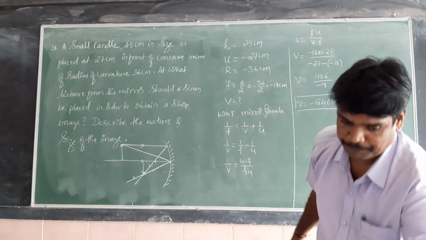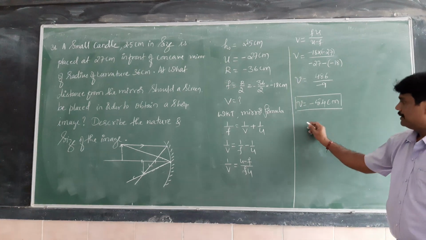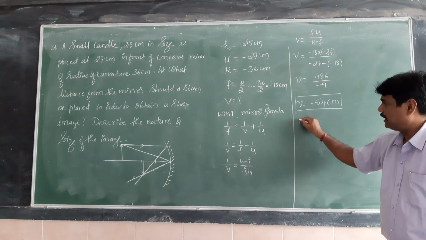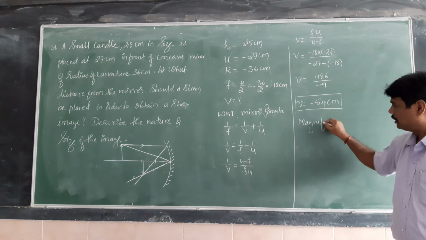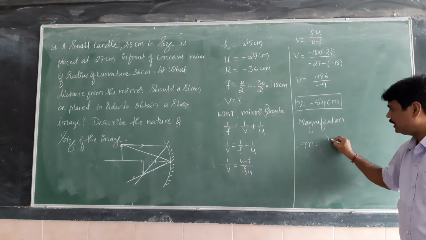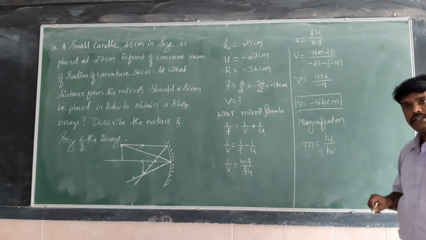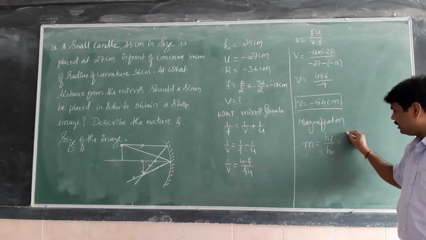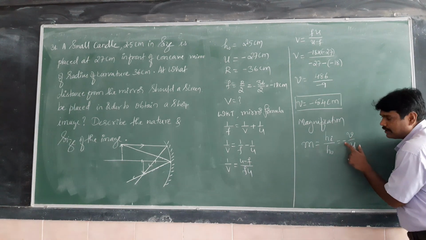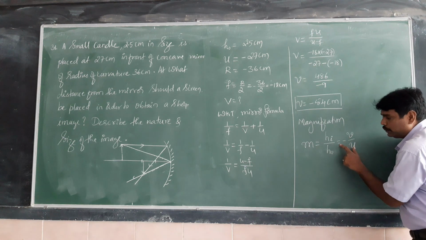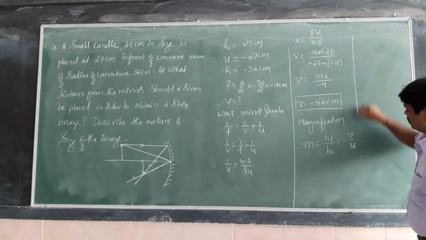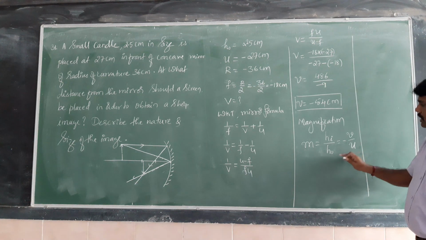It is magnified. I will check how to get this answer. Whether it is magnified or diminished, we need the definition of magnification. So you know the definition of magnification. M is equal to height of the image over the height of the object, which is equal to image distance divided by object distance with the negative sign. Don't forget to take this. Hi by Ho is equal to minus V by U. This is the standard formula which describes the definition of magnification.